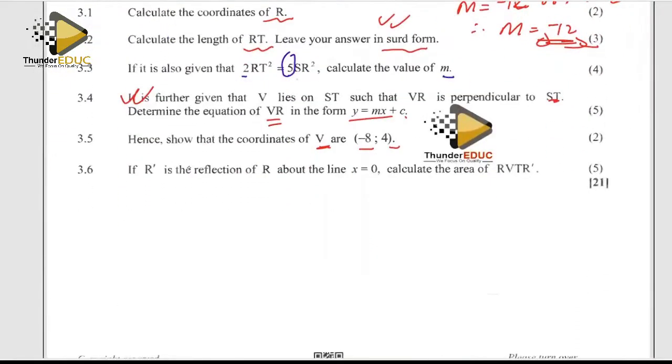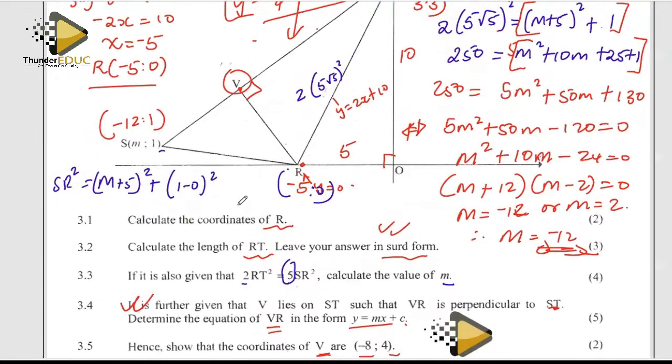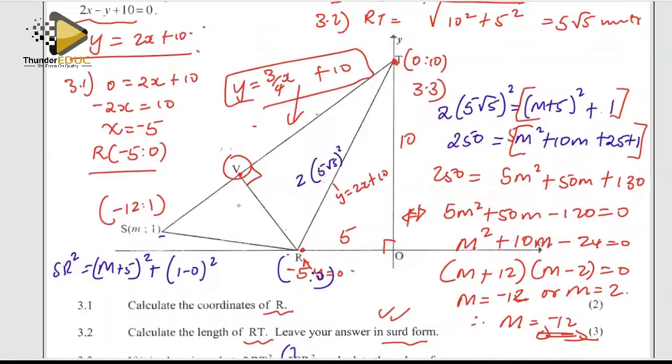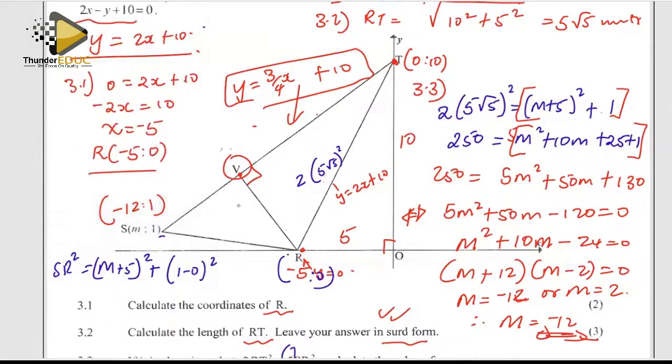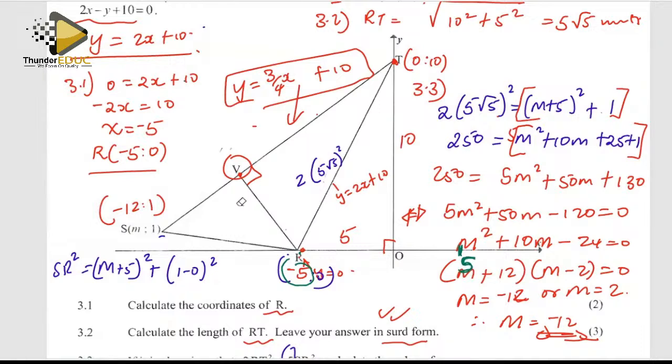All right, then 3.6. They're telling us that R prime is a reflection of R about the line x equals 0. Now, this line is the same as the y-axis, because along the y-axis, x is 0. So where is R? Let me just use a different color. If we are reflecting it about the y-axis, then instead of it being -5, it's going to end up being +5.